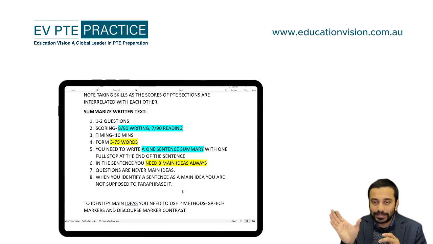So if you have written 76 words and it's a perfect summary, you will still receive for that question an overall 0. So be very careful about form. If we look at the scoring, this task is giving approximately 8 marks for writing and approximately 7 marks for reading. How we have to construct our summary, it should be a 1-sentence summary with 1 full stop at the end, which is also part of your form.